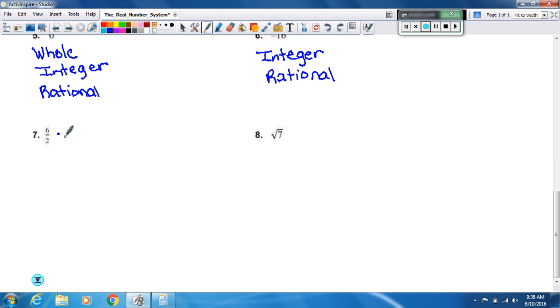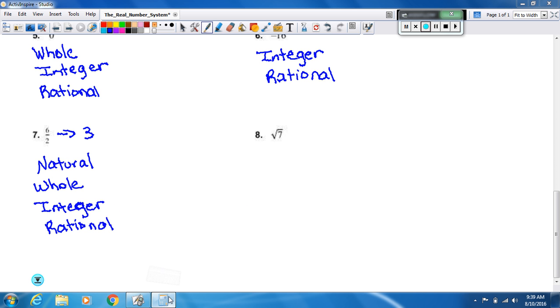6 over 2 means 6 divided by 2, which is 3. We do count with that, so that's natural. You just take the list and keep going down for each one of these. It is a whole number, because all natural numbers are whole numbers. It is an integer, because there are no decimals or fractions. And it ends, so it is rational.